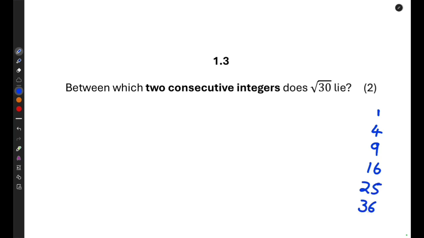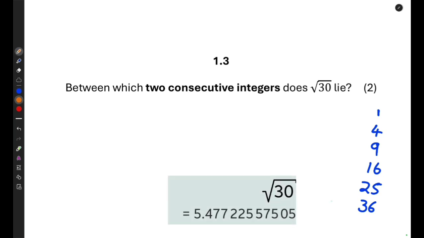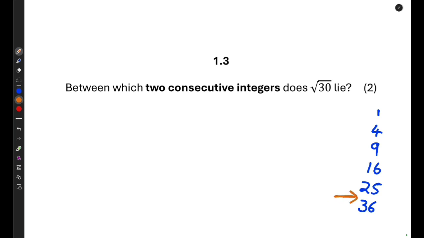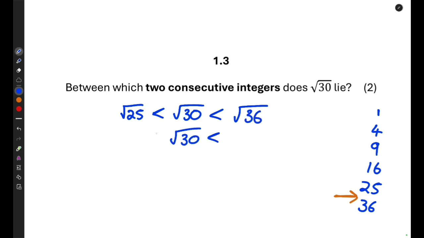If you really have to, you can just type this on your calculator. But let me show you how to get full marks for this question. Square root of 30 will lie between these two numbers. And therefore, I can say it is between square root of 25, and I'm looking for square root 30, and then square root 36. So the actual answer to this question is 5 and 6.